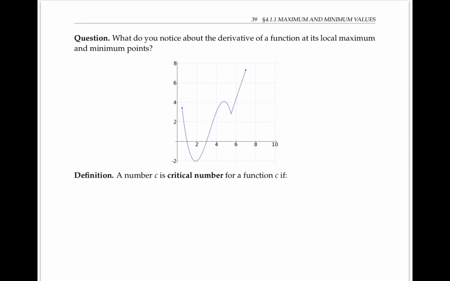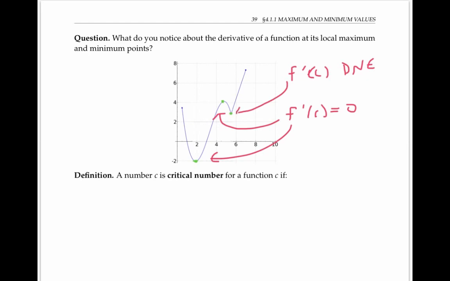Well, the local maximum and minimum points are here, here, and here. And at 2 of those points, the derivative, f prime of c, equals 0. And at the third point, f prime of c does not exist because the function has a corner.